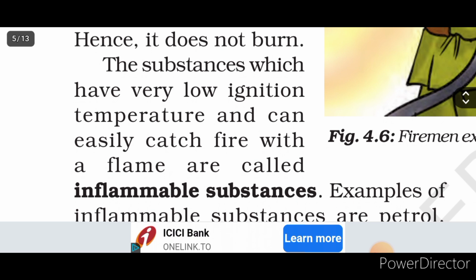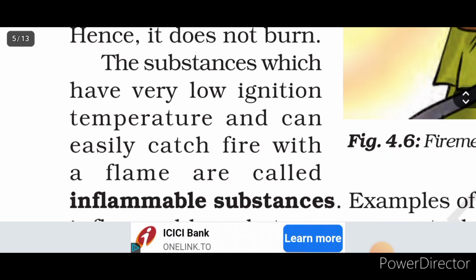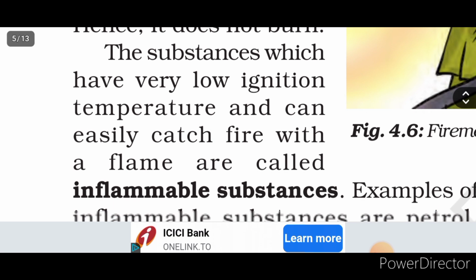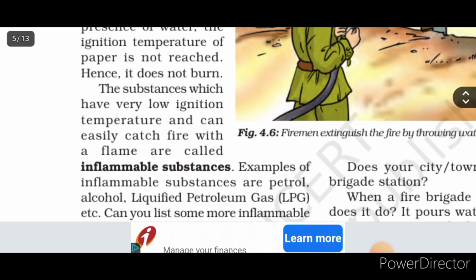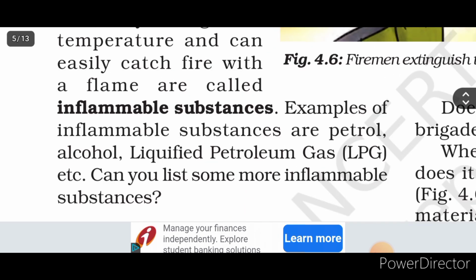What are inflammable substances? The substances which have very low ignition temperature and can easily catch fire with a flame are called inflammable substances. Examples of inflammable substances are petrol, alcohol, liquefied petroleum gas, etc.